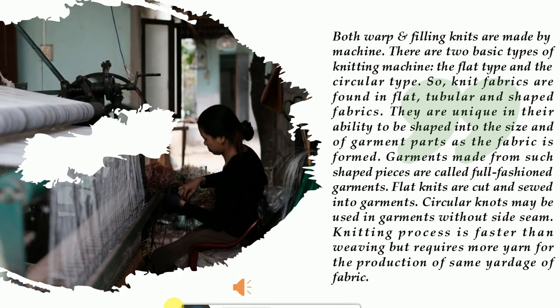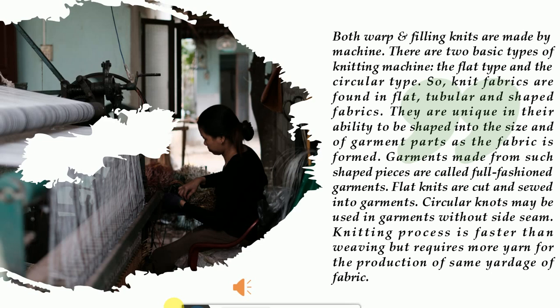Both warp and filling knits are made by machine. There are two basic types of knitting machine, the flat type and the circular type. So, knit fabrics are found in flat, tubular and shaped fabrics. They are unique in their ability to be shaped into the size and shape of garment parts as the fabric is formed. Garments made from such shaped pieces are called full-fashion garments.